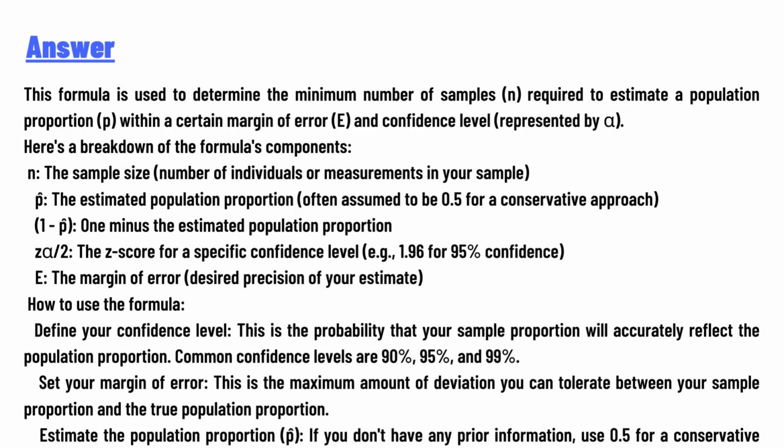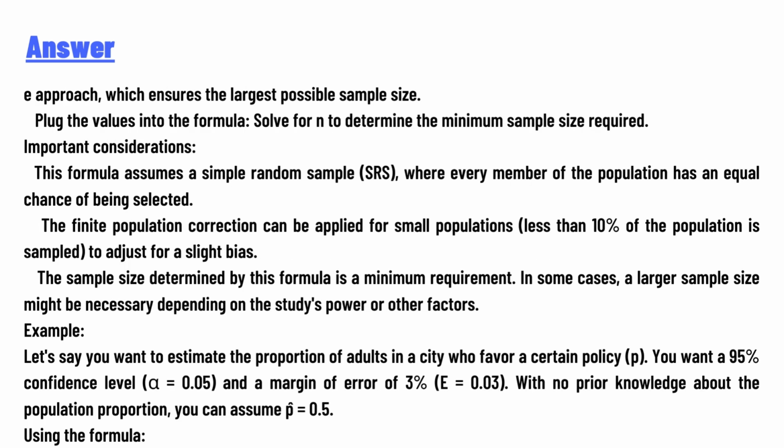Set your margin of error. This is the maximum amount of deviation you can tolerate between your sample proportion and the true population proportion. Estimate the population proportion P. If you don't have any prior information, use 0.5 for a conservative approach, which ensures the largest possible sample size. Plug the values into the formula. Solve for n to determine the minimum sample size required.